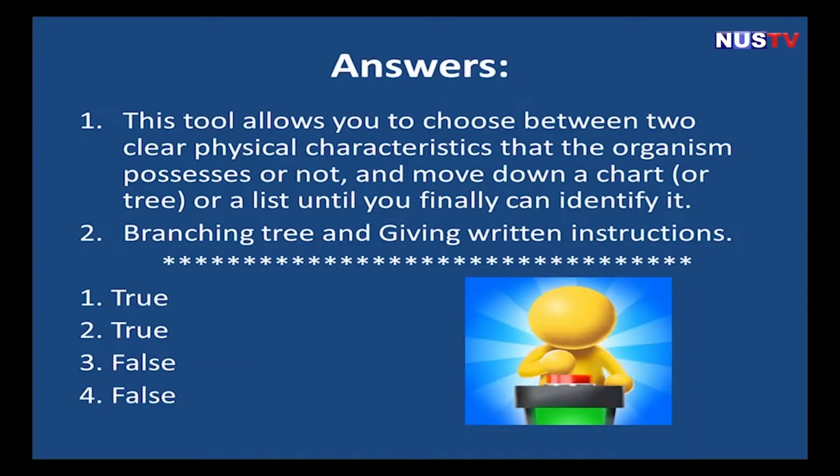And when you move down the charts or tree or list, by the end you will be able to identify all the objects or all the living things mentioned in your dichotomous key. The two types of dichotomous keys are branching tree and given written instructions. So true or false? First question, true, true, and the third and fourth are both false. Awesome. Hopefully we all got those questions correct.